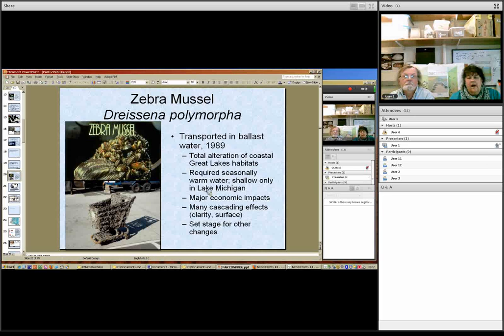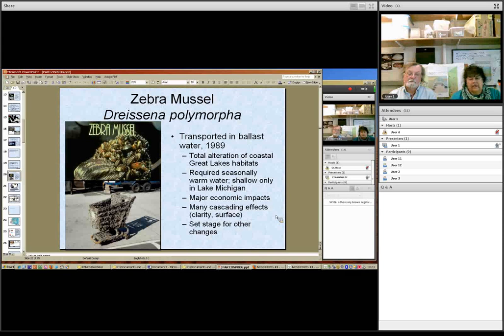And they require warm water, so we find them in the shallow waters in Lake Michigan and the coastal areas. They had major economic impacts. And like we were talking last time, they have many effects. We're going to just touch on some of those, and why they got wiped out by their cousin. So this is the stage. And again, remember that they really like hard surfaces, like pipes and all this kind of material.